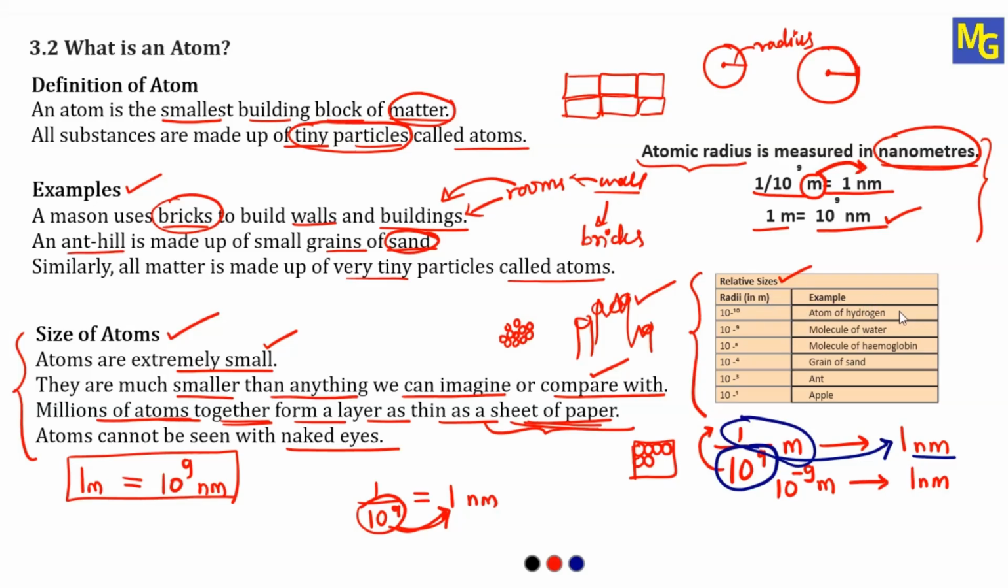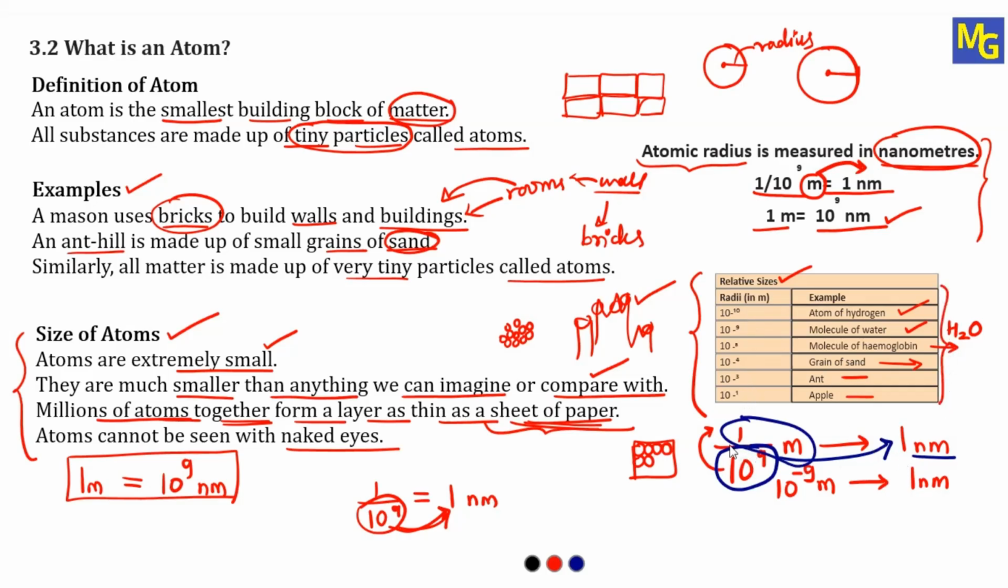So if you see the atom of hydrogen, then its radius is 10 raised to minus 10 meter. Molecule of water, that is H2O, the radius is 10 raised to minus 9 meter. Molecule of hemoglobin, which is nothing but a red color pigment present in the blood, it is 10 raised to minus 8 meter. Grain of sand, it is 10 raised to minus 4 meter. Ant, 10 raised to minus 3 meter, and apple, 10 raised to minus 1 meter. So these are all the radii of these examples.